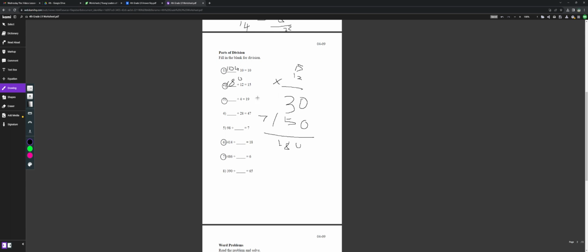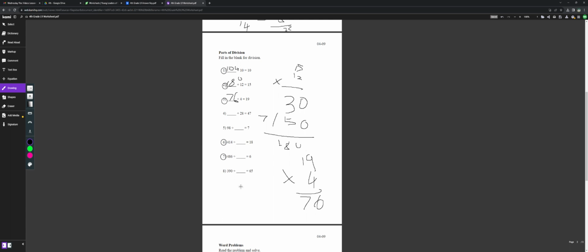For number 3, we have blank divided by 4 equals 19. So we could just do 19 times 4. And then we have 36. Carry over the 3. So 1 times 4 plus 3 is 7. So 76.